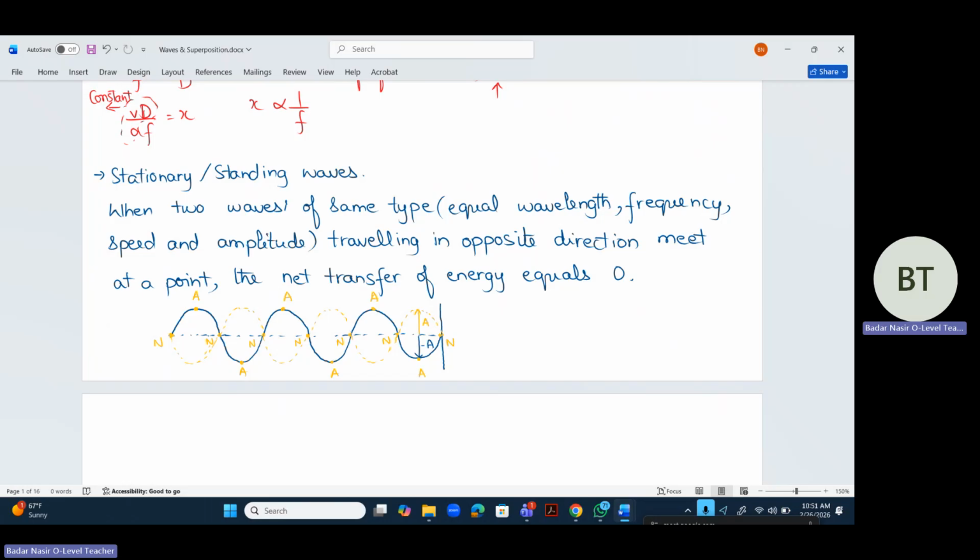Now, what is the meaning of a node or an antinode? The node is where the amplitude is zero, and an antinode is a point on the wave where the amplitude is maximum. N stands for the node. So a node is a point where the amplitude equals zero.